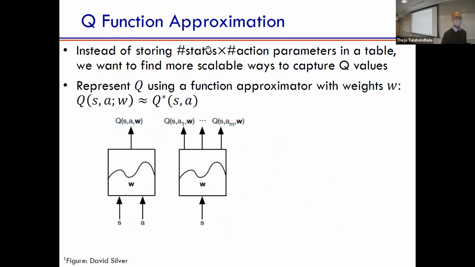So I guess the gist is that instead of storing this table of number of states times number of actions, we want to find a scalable way to capture this Q function. And so we'll say, hey, this Q function is represented by a function approximator. Okay, that's the word we use.